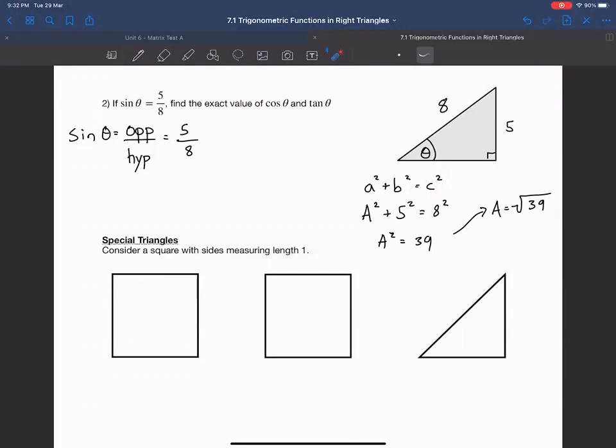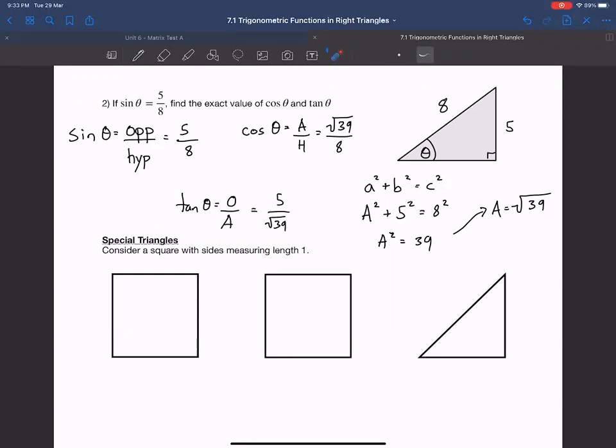So if I now want to go ahead and find my cosine and tangent of theta, we know that my cosine of theta is equal to my adjacent over hypotenuse. So that's going to be equal to the square root of 39 divided by my hypotenuse, which is 8. So pause the video now, and I'd like you to find the tangent of theta. Okay, and here is my tangent of theta with the exact values.